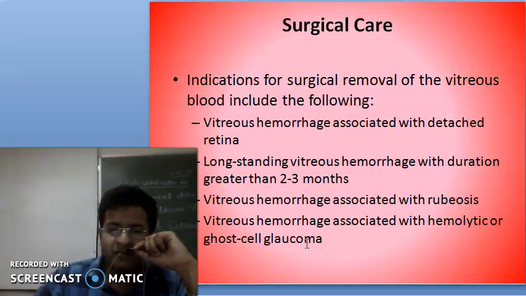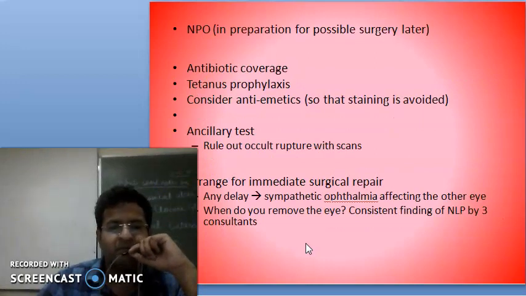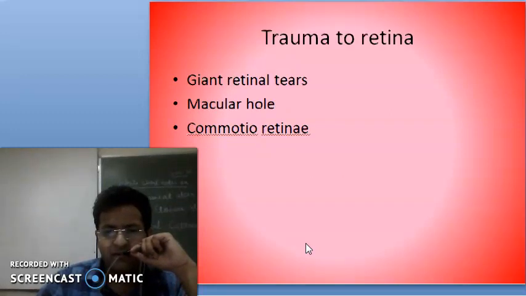What are the indications for the surgical removal of the vitreous blood? It is removed when there is a vitreous hemorrhage associated with retinal detachment, if there is a long-standing vitreous hemorrhage with a duration greater than 2 to 3 months, if the vitreous hemorrhage is associated with rubeosis iridis, or if it is associated with any type of hemolytic or ghost cell glaucoma. How do we proceed with the removal of the vitreous hemorrhage by vitrectomy? Nil per oral, antibiotic coverage, tetanus prophylaxis, antiemetics, exclude any ocular ruptures, okay.